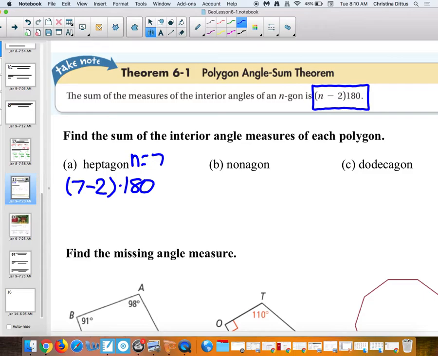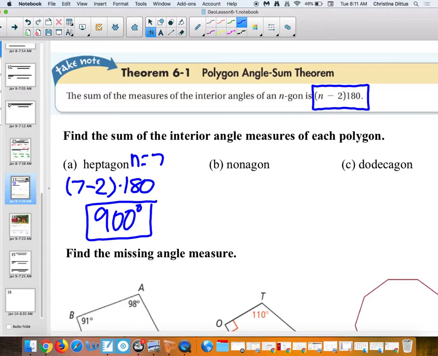6,804. That is such a lie. What is 7 minus 2? 900. What's 5 times 180? 900. Not a little big number. So my angles total 900 degrees.